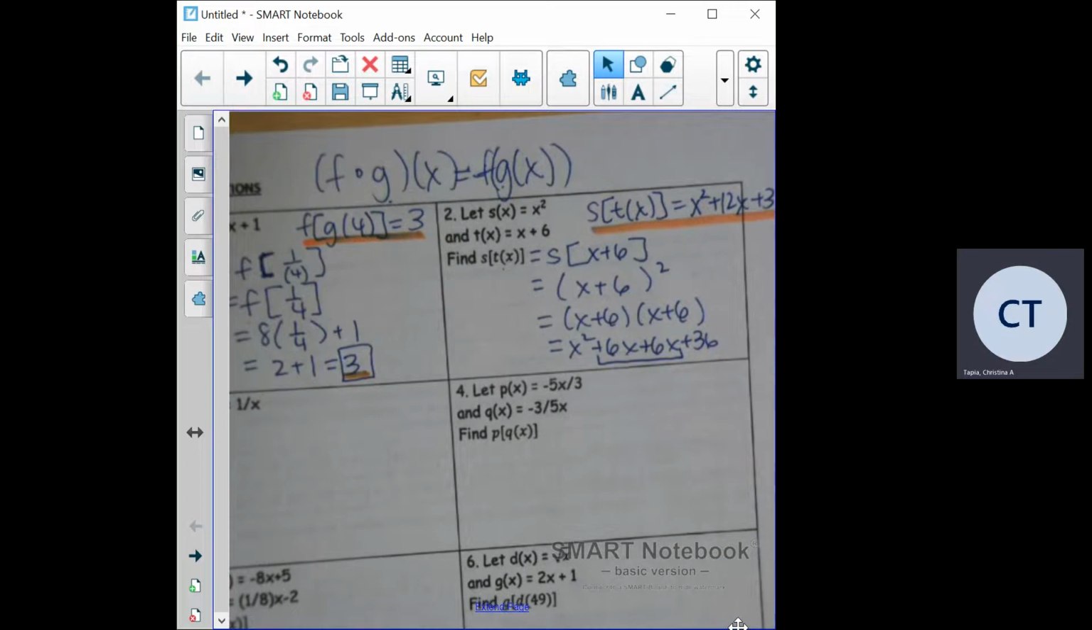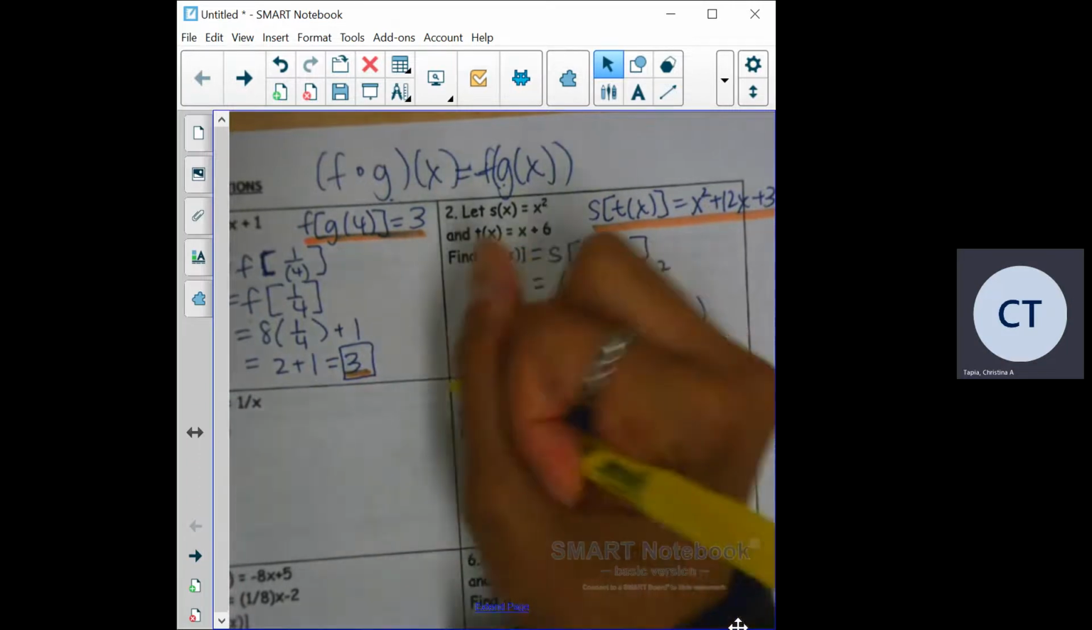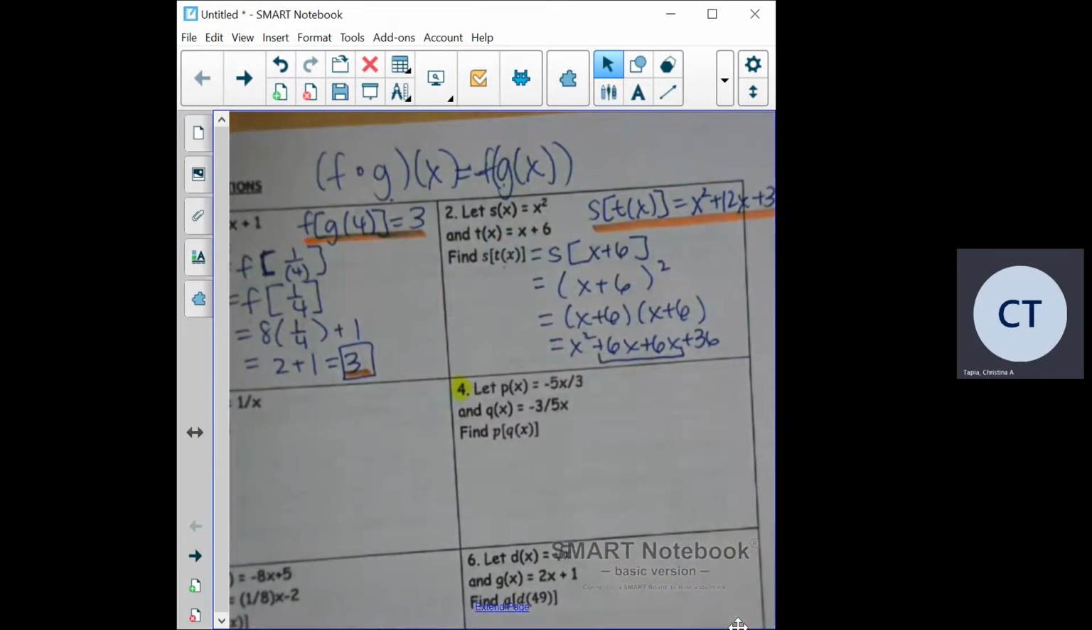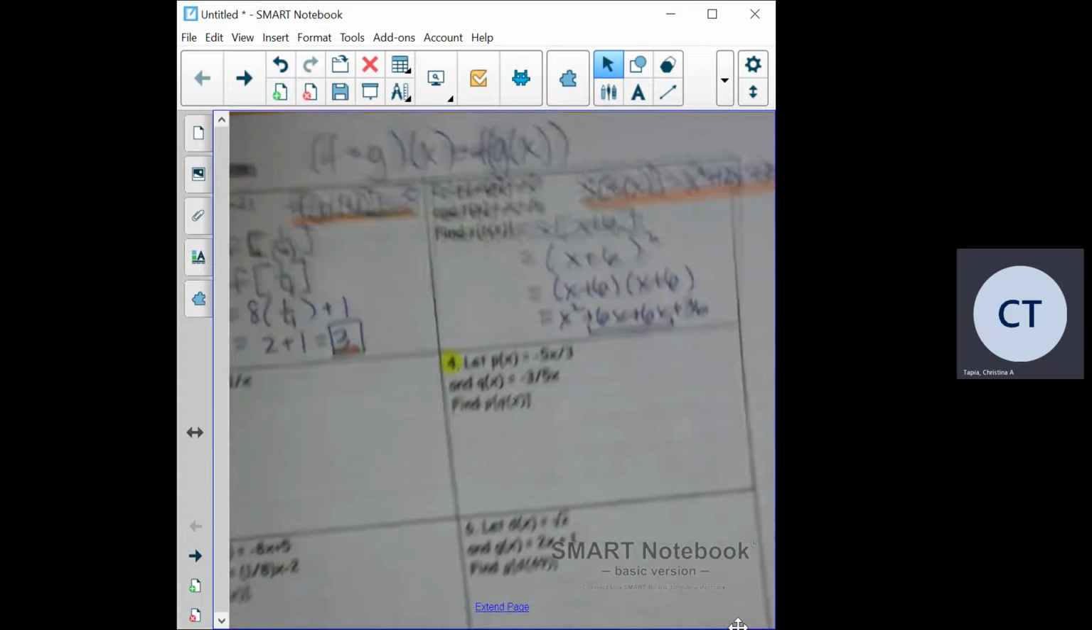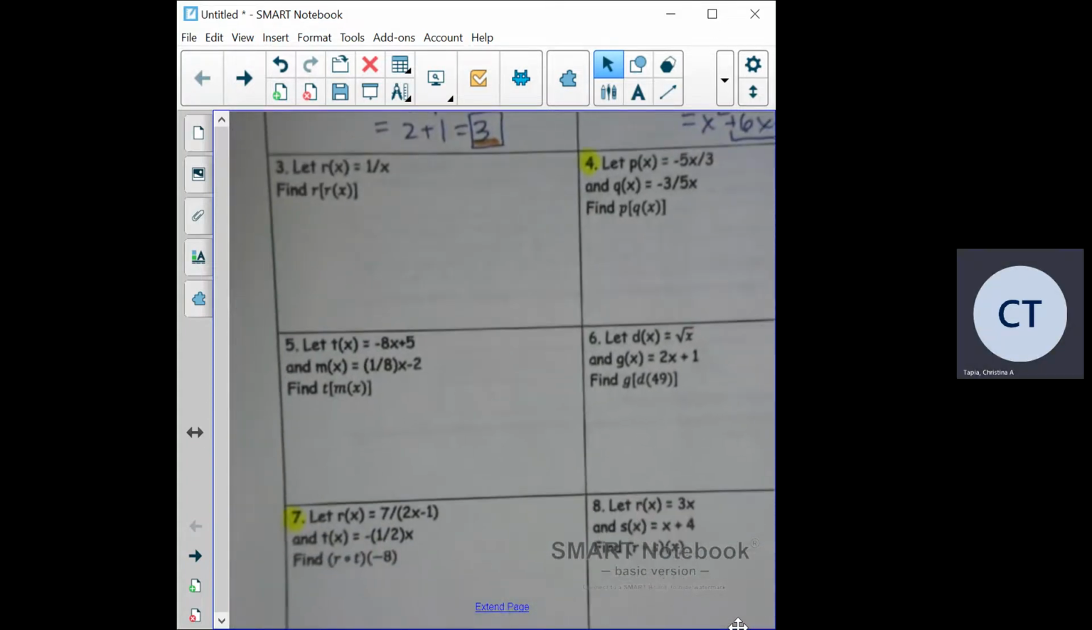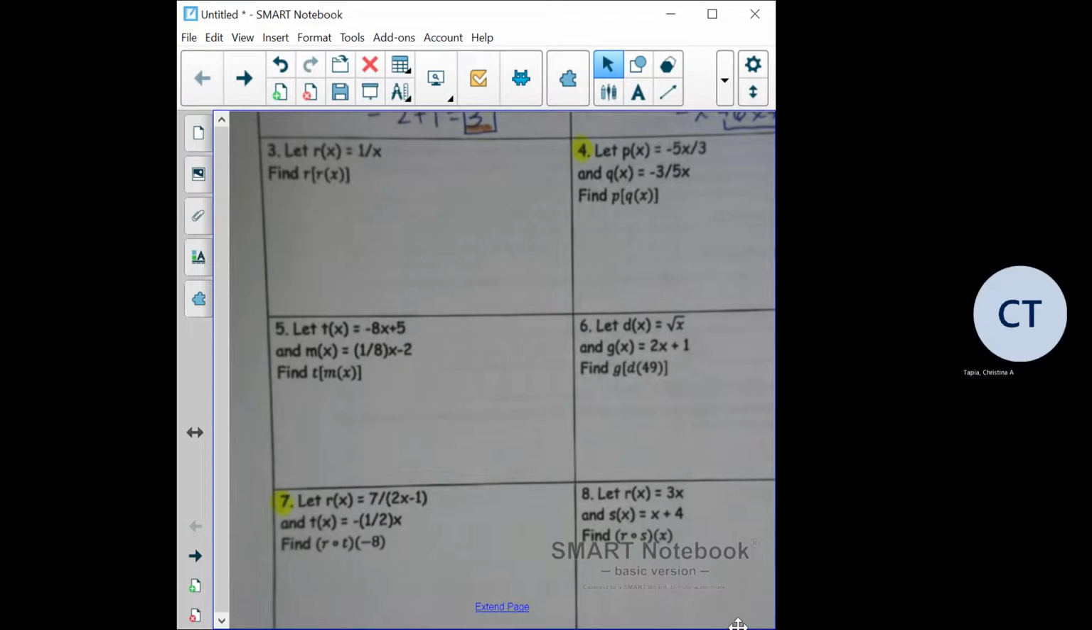I'm hoping y'all remember this. I want y'all to look at number 4 and number 7. Yes, I know there's fractions, but you guys will be fine. They're numbers 4 and 7.